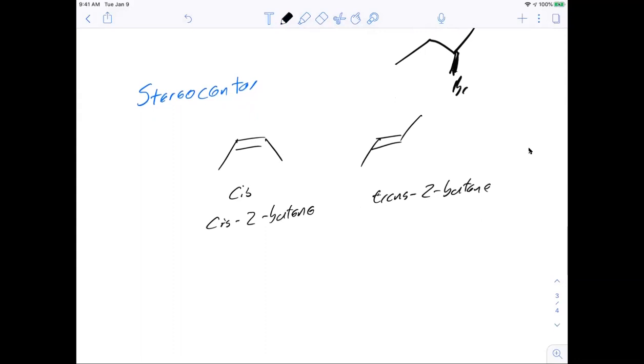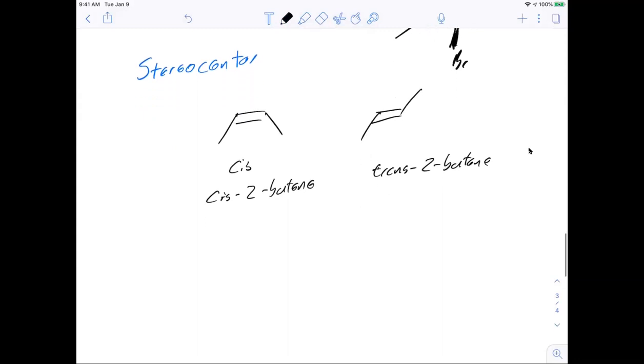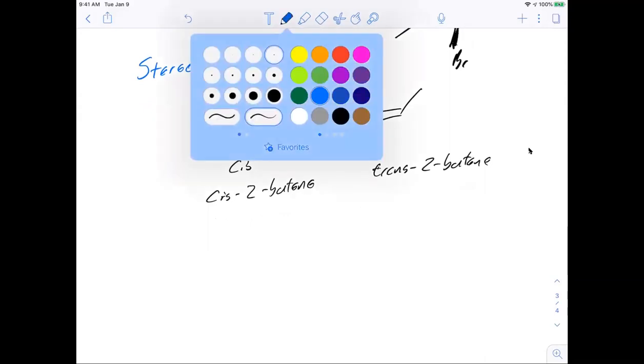I'd have to break that pi bond to get these to rotate into each other. Their connectivity, how the atoms are connected, are the same, but where they are connected in space is not the same. So which atoms are connected to which are the same, but how they're spatially connected is not the same. That's a little bit different than chirality.